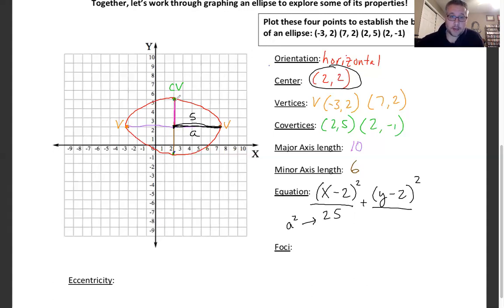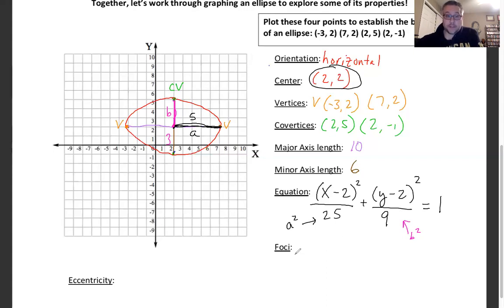Now, this component here along the minor way, just halfway from the center to the co-vertex, that's called B. And this component or denominator of the equation is B squared. So let's see, what do we have here? 1, 2, 3, that was 3. So 3 squared is 9. And then a standard aspect of the equation of an ellipse is it's always equal to 1. That's a constant. And there you have it. So the equation of this ellipse is as follows.